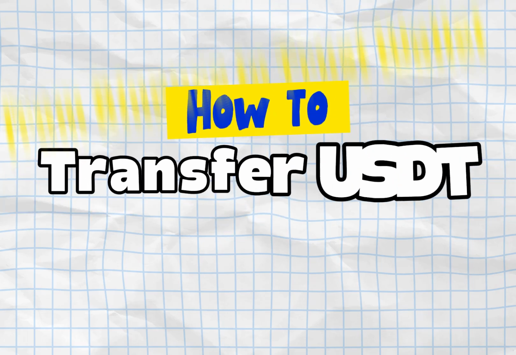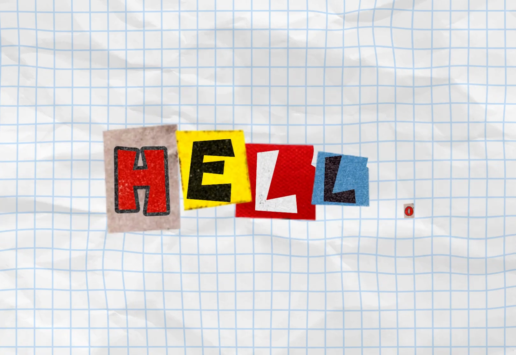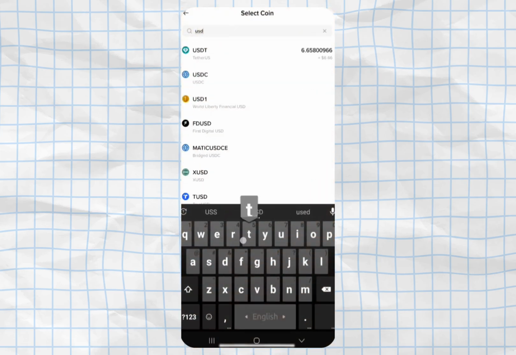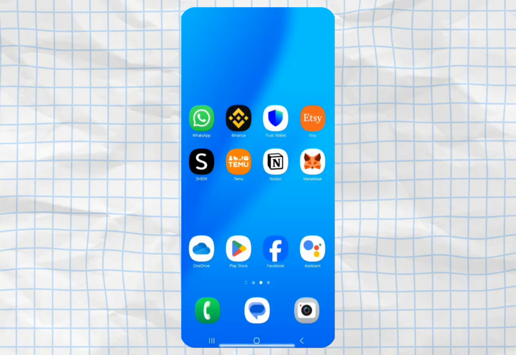In this short tutorial, I'm going to show you how to transfer USDT from Binance to Trust Wallet. It's super simple and quick, so let's get started. First of all, open the Trust Wallet on your phone.